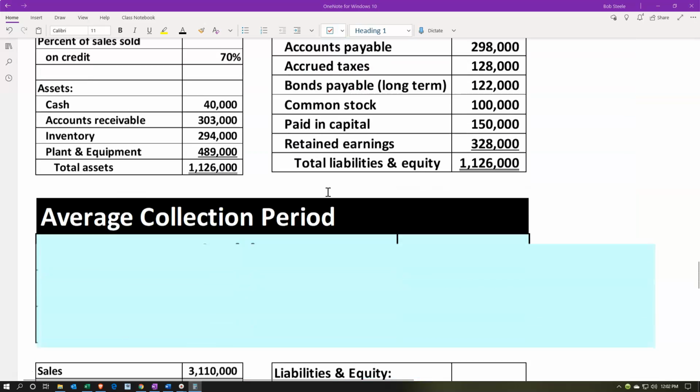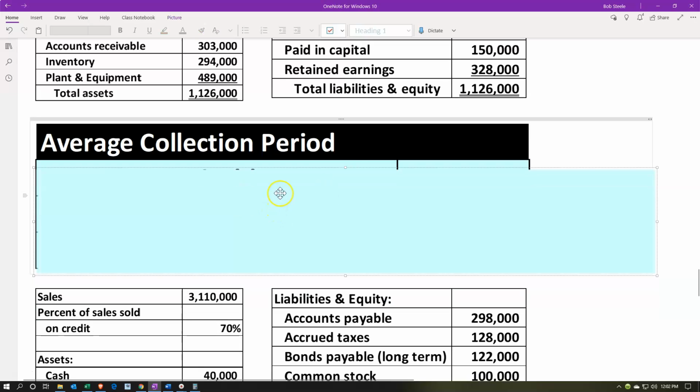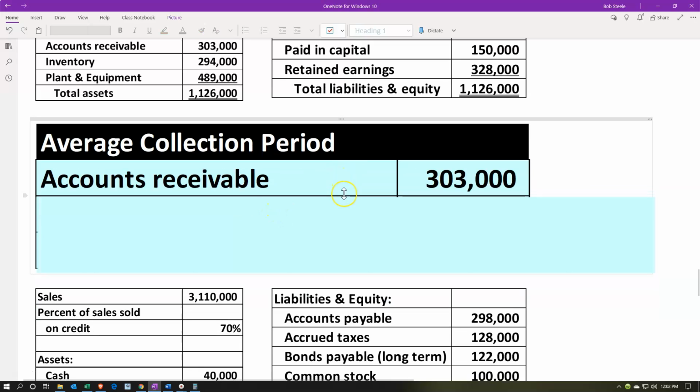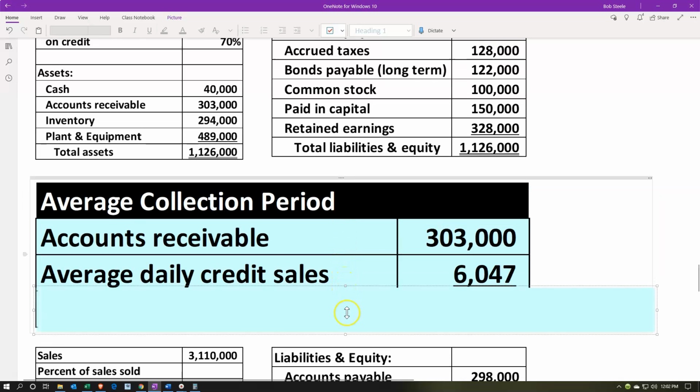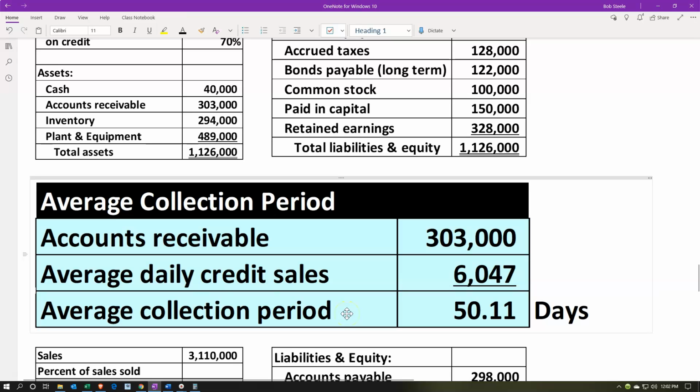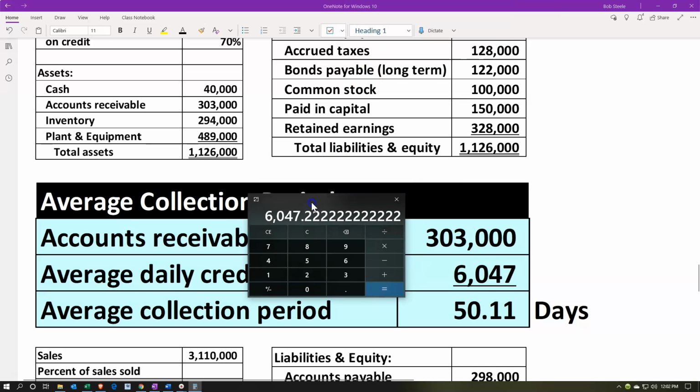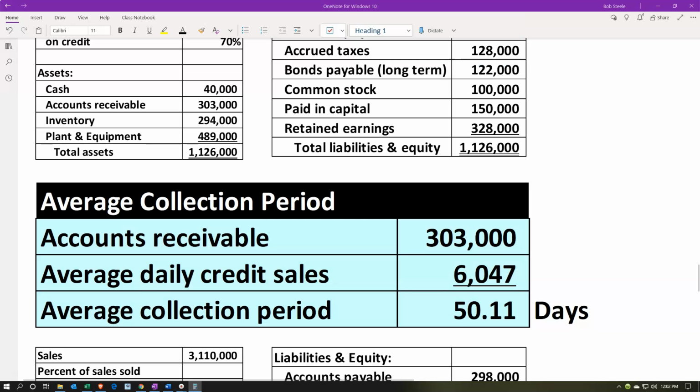And then if we take that, we can calculate the average collection period. So how long does it take for us to collect on it? By taking the accounts receivable on the balance sheet, we're going to divide that by the number we just came to, the average daily credit sales. So let's do that. We've got the 303,000 divided by the 6,047. That's going to give us about 50.11, and that's the average collection period in days.